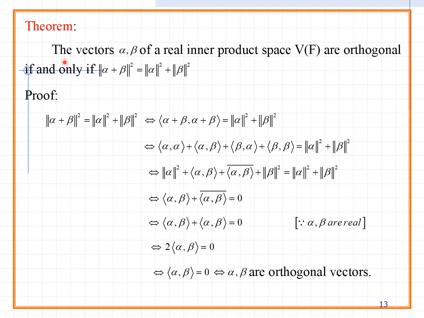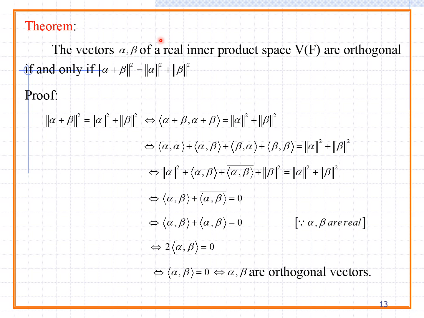Let us see this theorem. The vectors alpha, beta of a real inner product space V of F are orthogonal if and only if norm of (alpha plus beta) whole square equals norm alpha square plus norm beta square. Alpha, beta are in the real inner product space V of F. Once it is orthogonal, what does it mean? The inner product is 0.